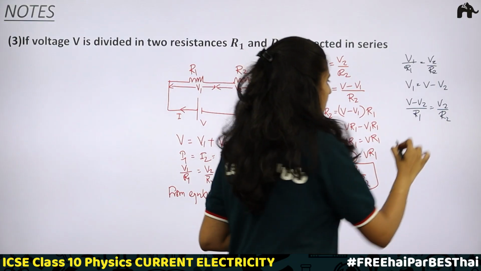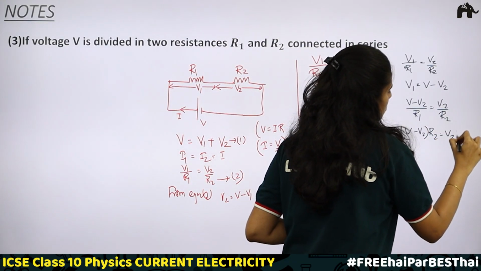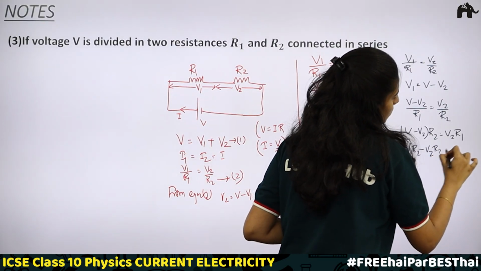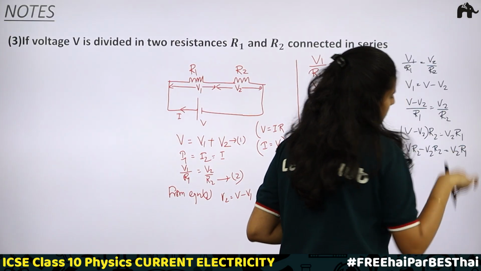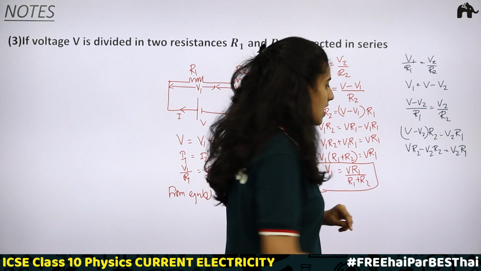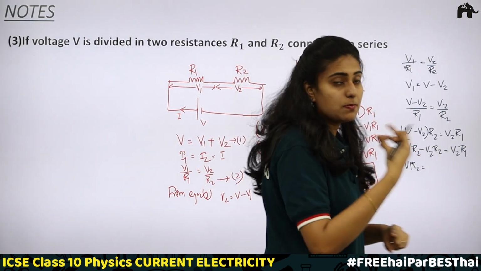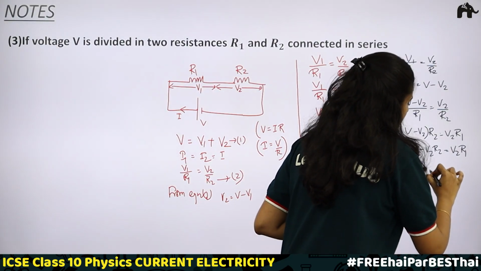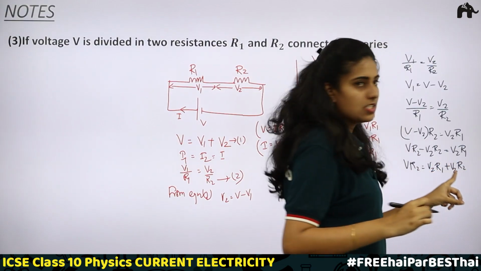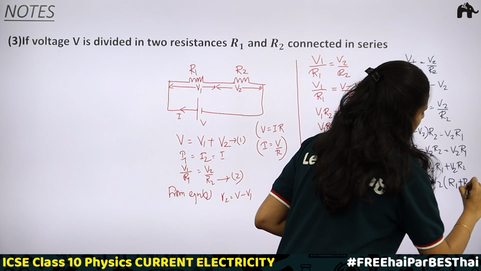Cross multiplying, we get (V minus V2) into R2 is equal to V2 R1. VR2 minus V2 R2 equal to V2 R1. Okay, taking V2 containing term to the same side. VR2 will be equal to, minus V2R2 becomes plus V2R2, V2R1 plus V2R2. V2 is common. Taking V2 outside, R1 plus R2.